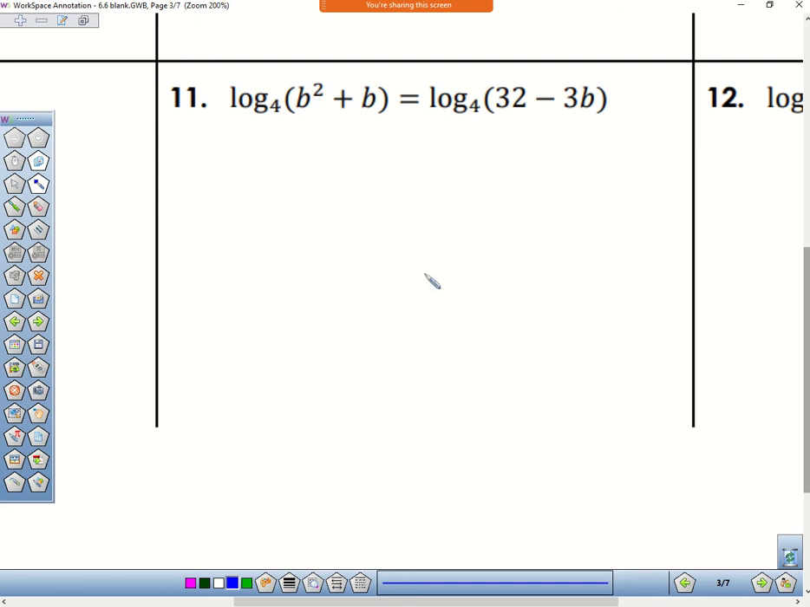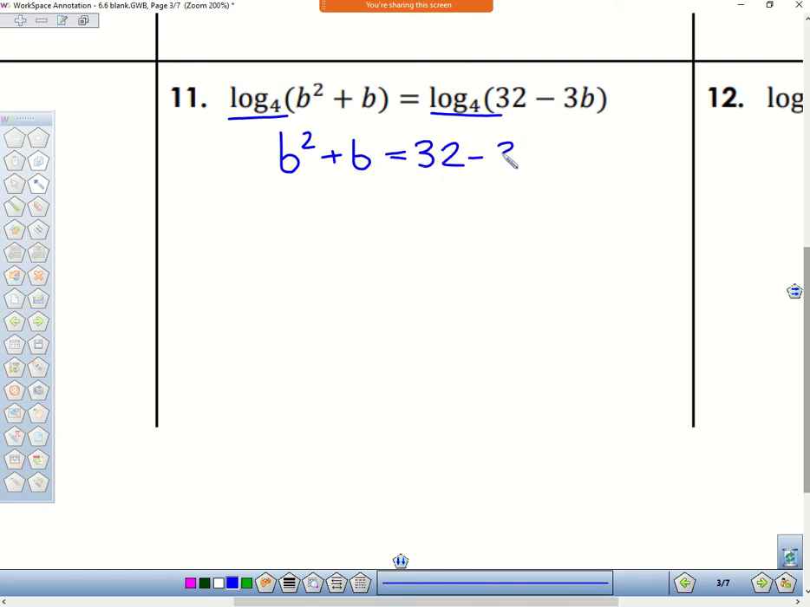To start, on number 11, as we can see, the two logs have the same base. So that means, like you said, we can just set the insides equal to each other. So b squared plus b is equal to 32 minus 3b. As we can see, this is going to be quadratic.